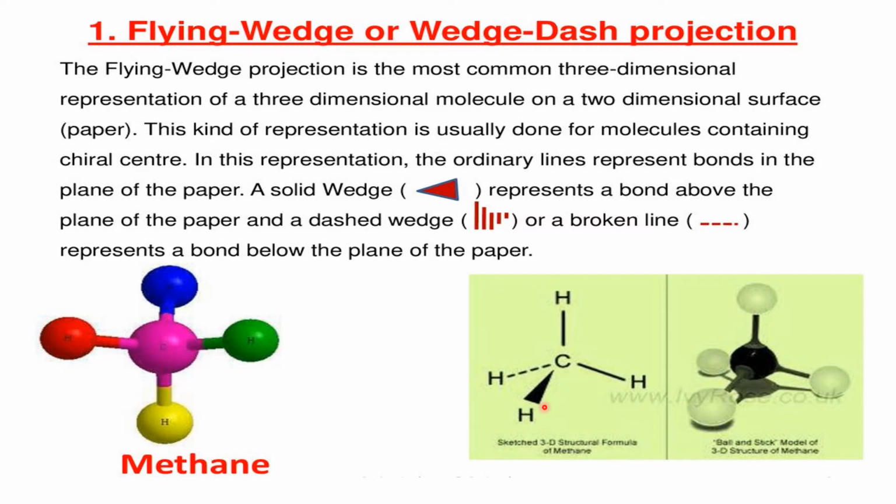So in flying wedge formula, we use solid wedge and broken lines apart from dark black lines to represent the molecule from a three-dimensional picture to a two-dimensional picture.